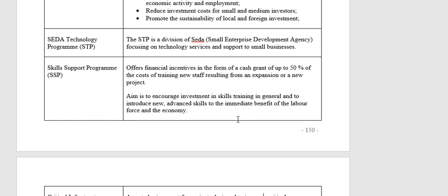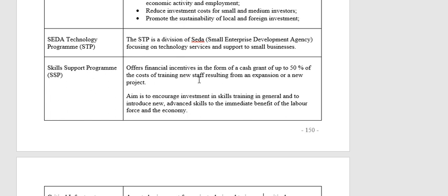Right, the second incentive is the SEDA Technology Program, or the STP. STP is a division of SEDA. SEDA stands for Small Enterprise Development Agency. This incentive provides support to small businesses in terms of technology. Remember, not all businesses can afford to be technologically advanced. They can't always pay for the research to become technologically more advanced. So the SEDA Technology Program is there to focus more on the technology side of businesses and provide technological support to smaller businesses.